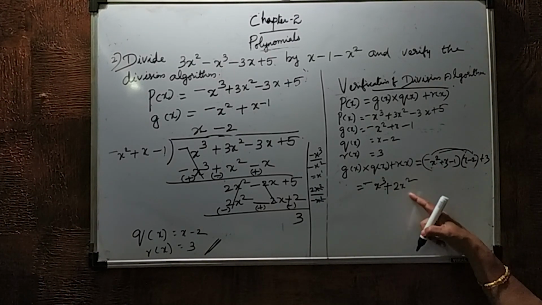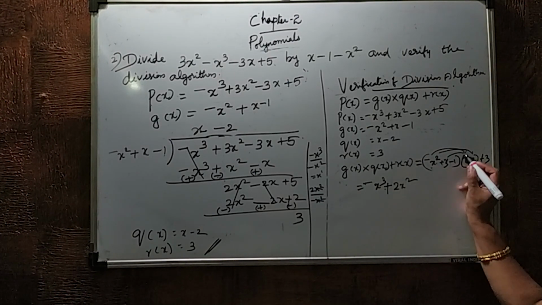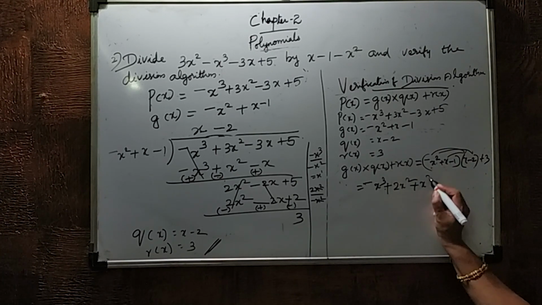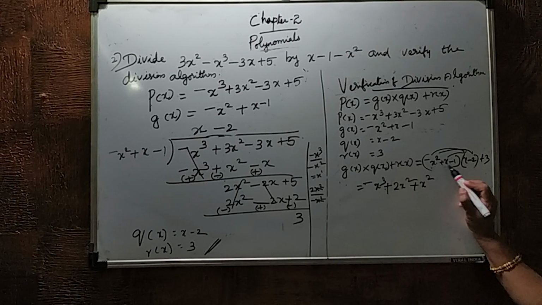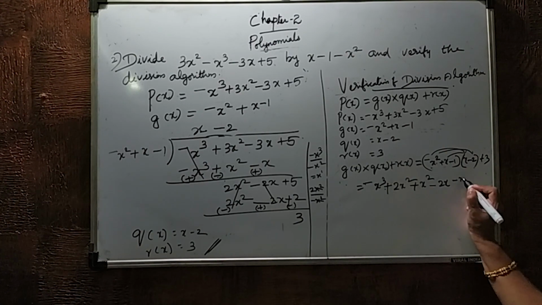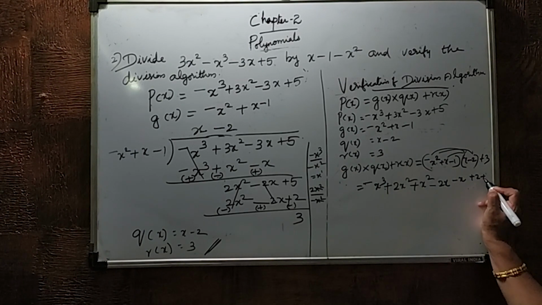2 into x square, 2x square. Next one, take the next one. Here x into x plus x into x, this is plus x square, then plus x into negative 2x, it is negative 2x, minus x plus 2 plus 3.